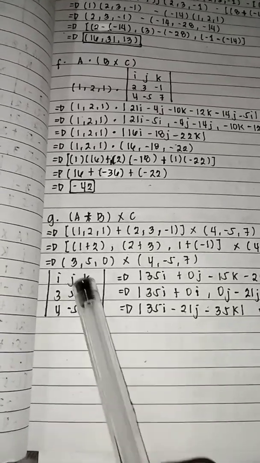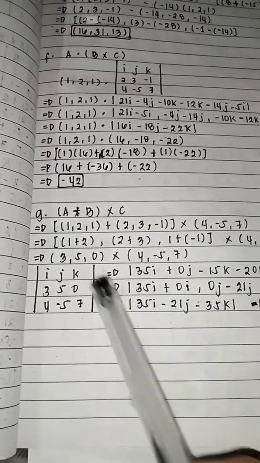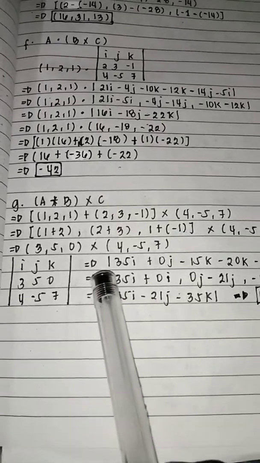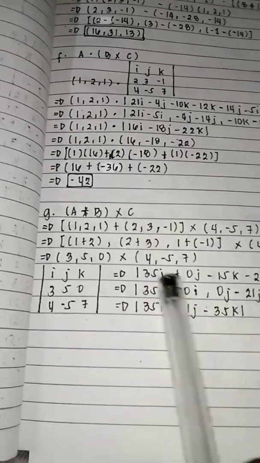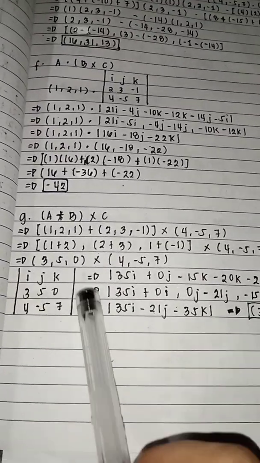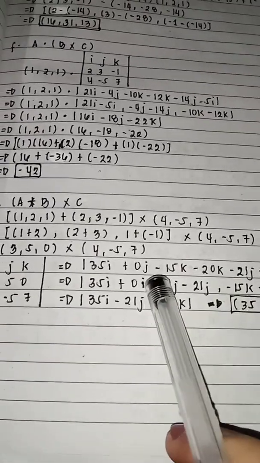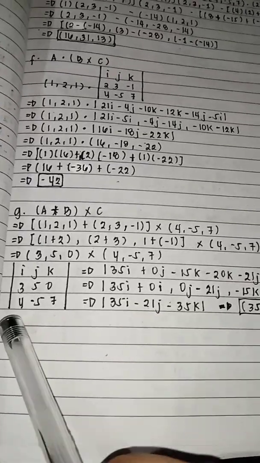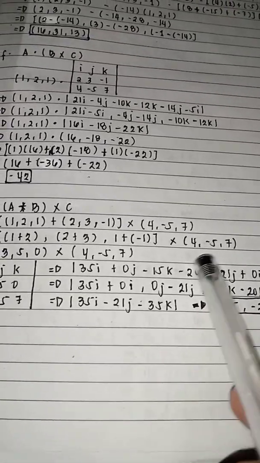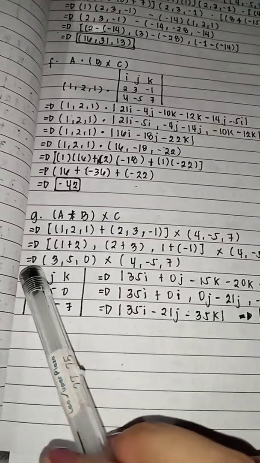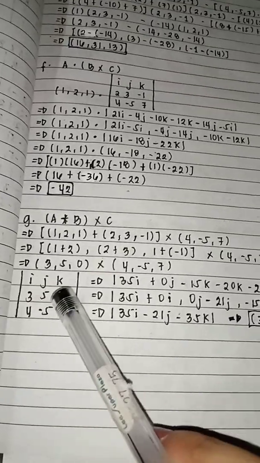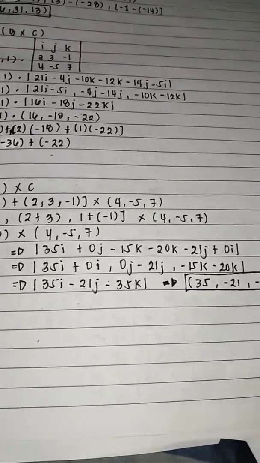To compute the cross product, we will use the determinants as follows. So i times 5 times 7 is equal to negative 35i. j times 0 times 4 is equal to 0j. k times negative 5 times 3 is equal to negative 15k. 4 times 5 times 0 times k is equal to negative 20k. 3 times j times 7 is equal to 21j. i times 0 times negative 5 is equal to 0i.